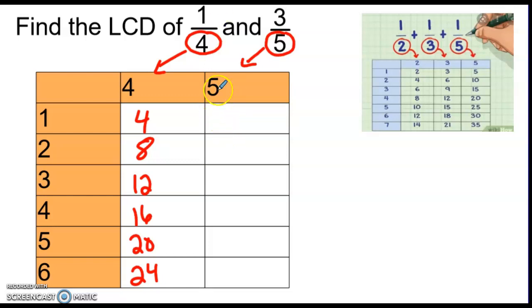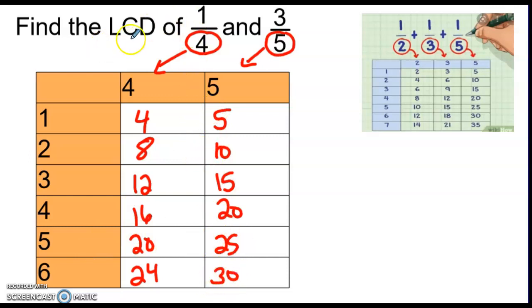So now I'm going to go ahead and do it for 5. 5 times 1 is 5. 5 times 2 is 10. 5 times 3 is 15. 5 times 4 is 20. 5 times 5 is 25. And 5 times 6 is 30.